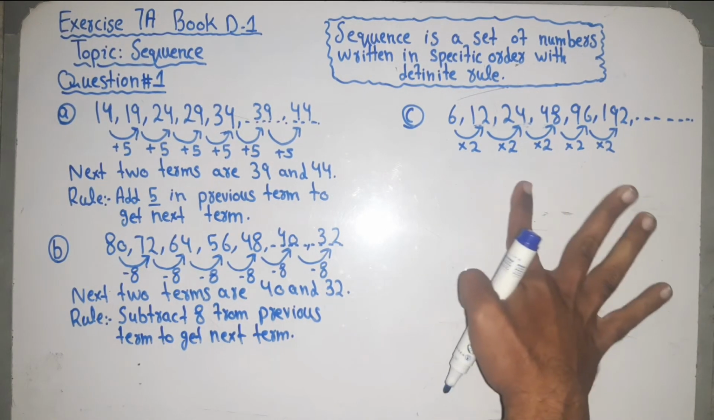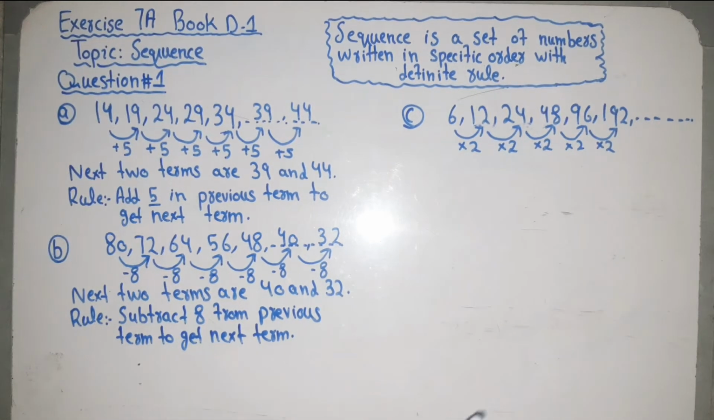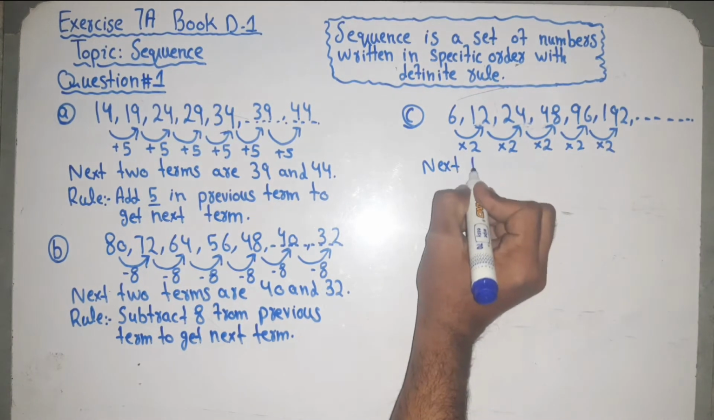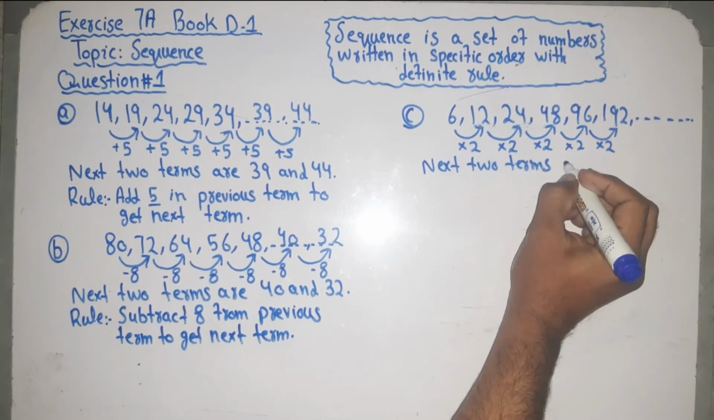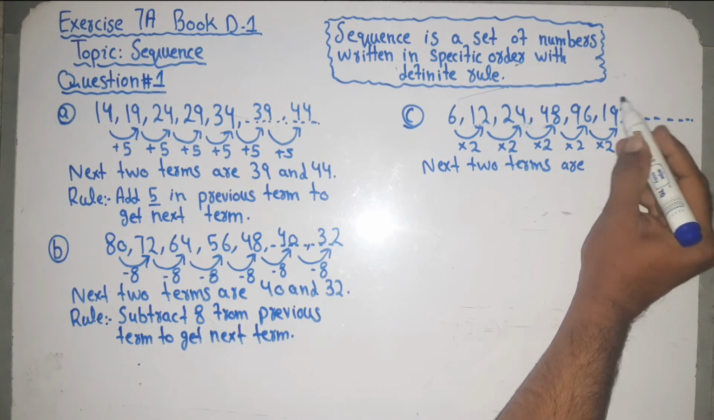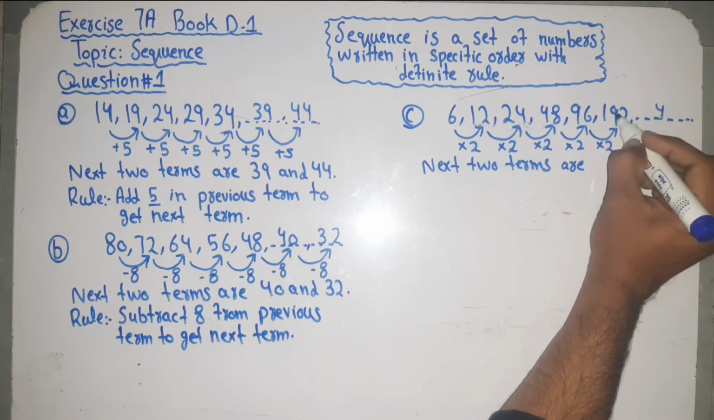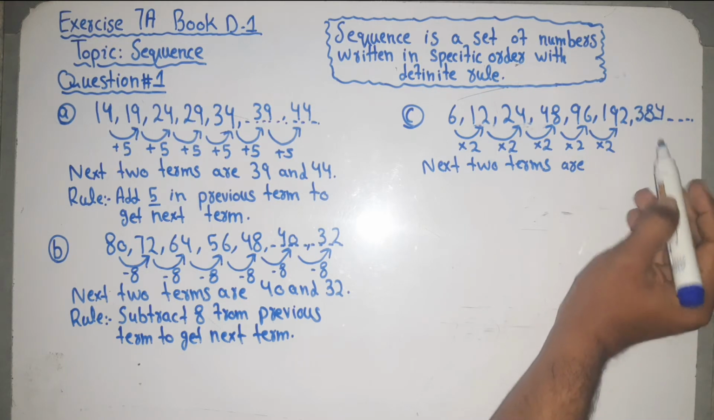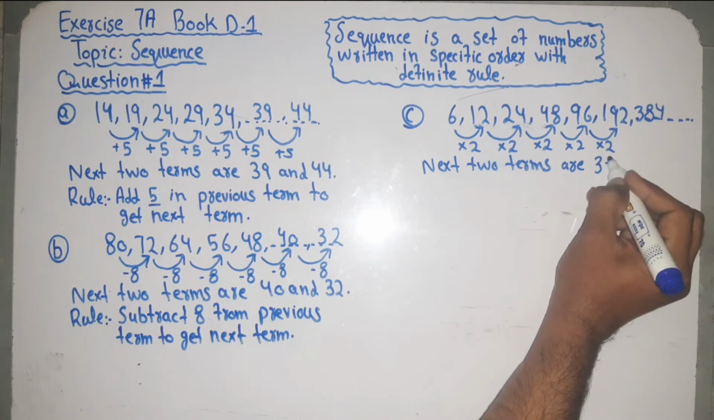Okay, so it means that the multiplication order is being followed, while the plus order was not being followed. Okay, so the next two terms are: this is 192. We have to multiply 192 with 2. So 2 2s are 4, 2 9s are 18, 1 carry, 2 1s are 2, and 384. So the next term is 384.